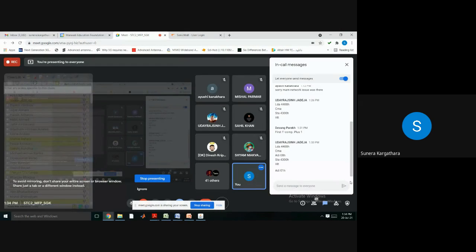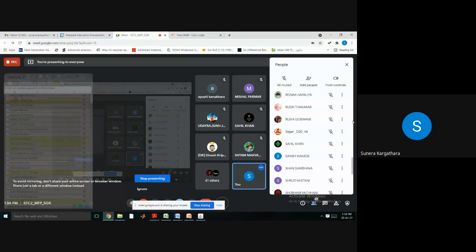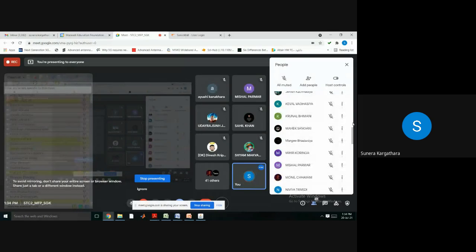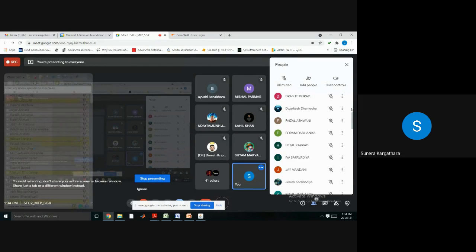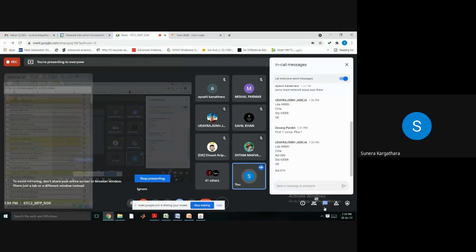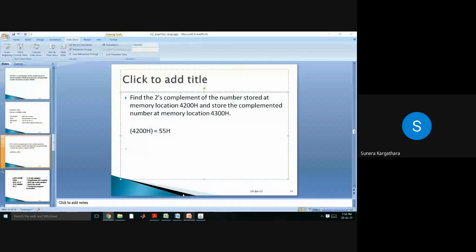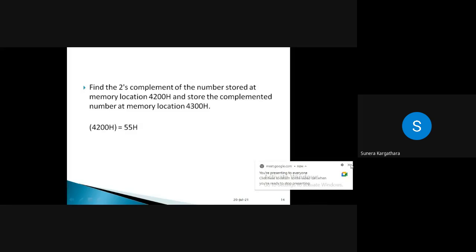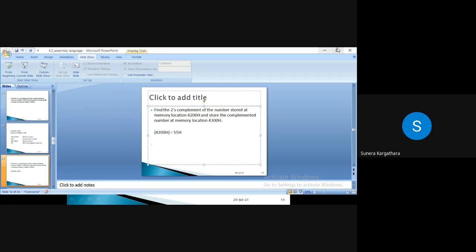Devang, can you paste your code? Rutri, Nivya, Eva, Drashti. Are you getting the point, students? What we want to do is find 2's complement. To generate 2's complement, how can we find it? What is the result you are getting if your data is 55, Uday?